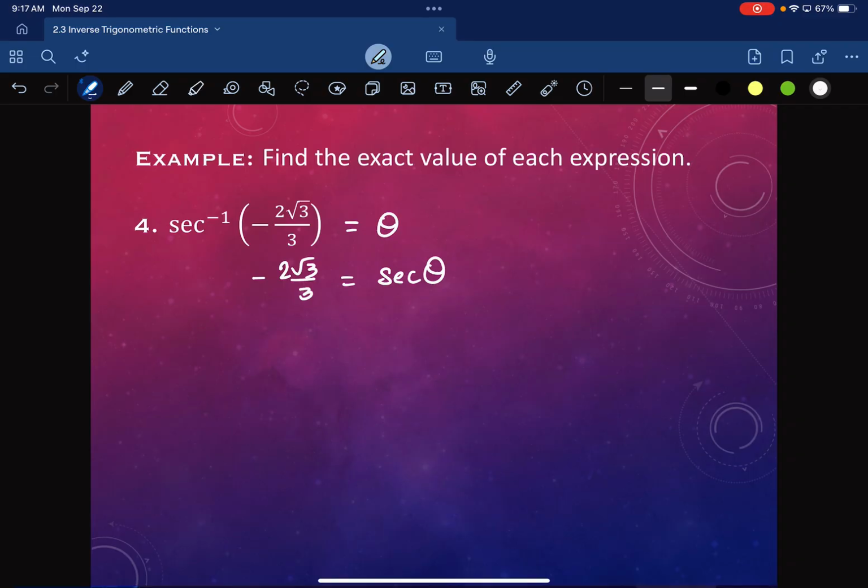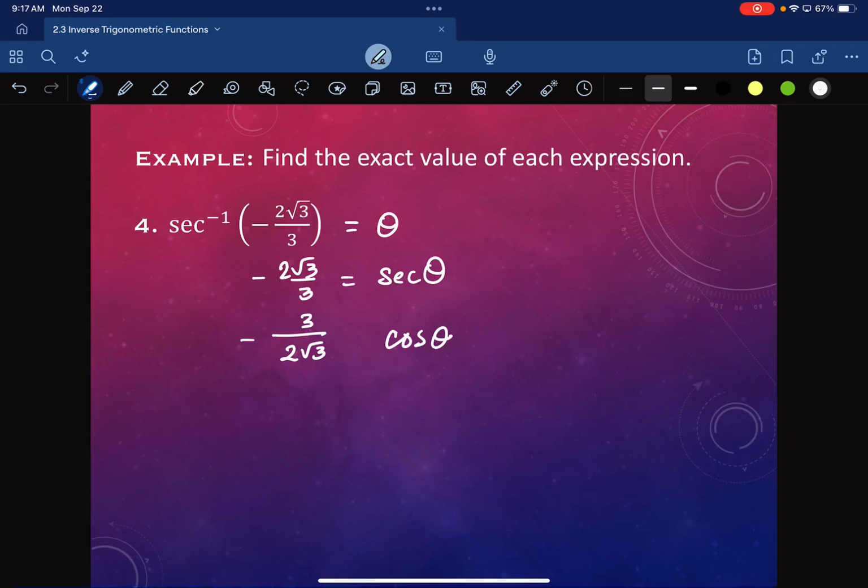It's not real pretty to look at secant, but looking at cosine is very nice on a unit circle because it's simply the x value. So I would like to change this into an equivalent expression about cosine. So if the secant is negative 2 square root of 3 over 3, then the cosine would be the reciprocal, which is 3 over 2 square root 3. Just flip it upside down, right? These are reciprocals of each other.